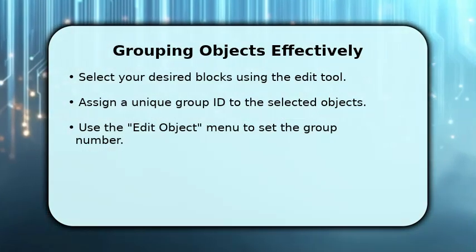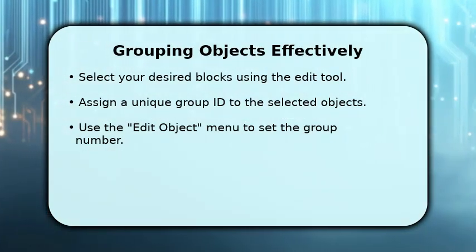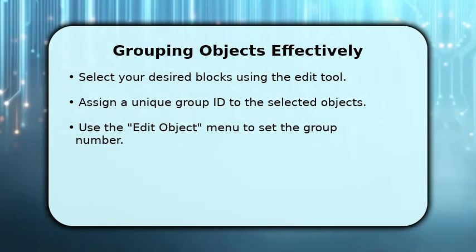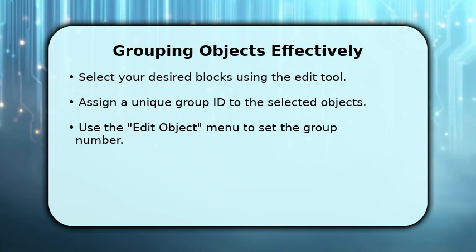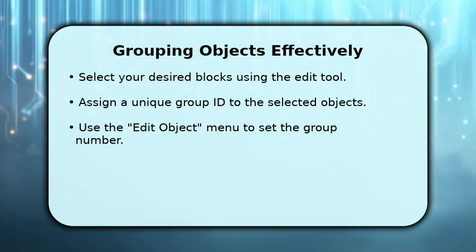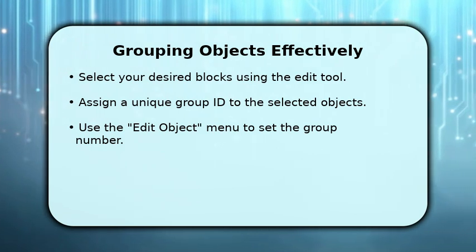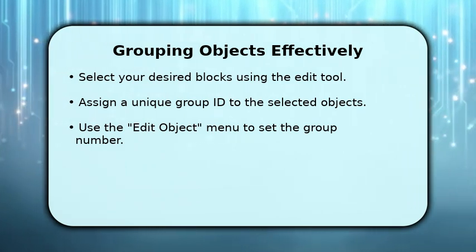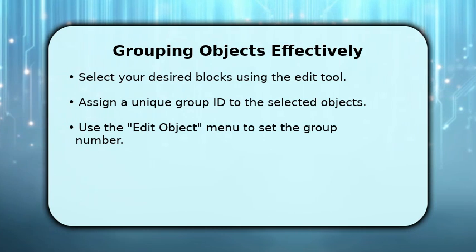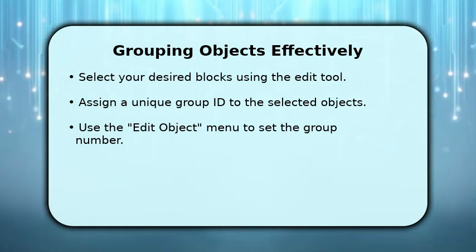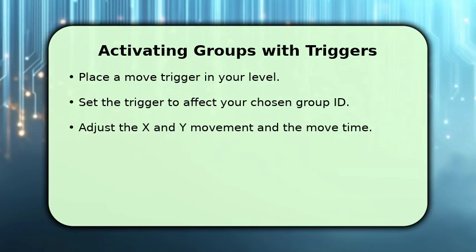Once your blocks are selected, it is time to group them. Navigate to the Edit Object menu and find the Group section. Here, you can assign a unique group ID, such as Group 1 or Group 2, to your selected blocks. This ID acts as a label, allowing triggers to affect all blocks within that specific group simultaneously, creating cohesive movements and effects.